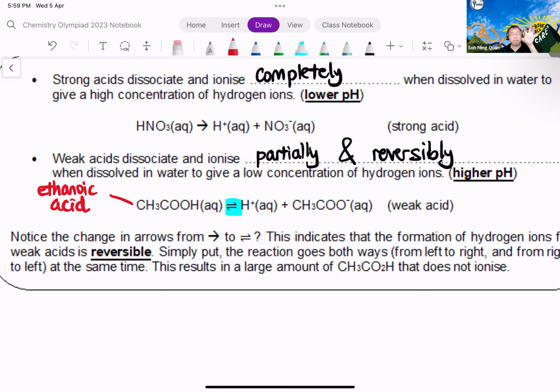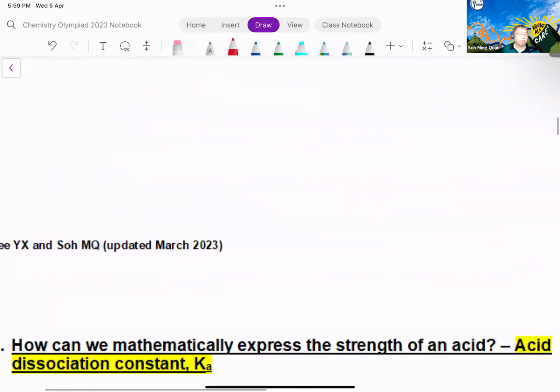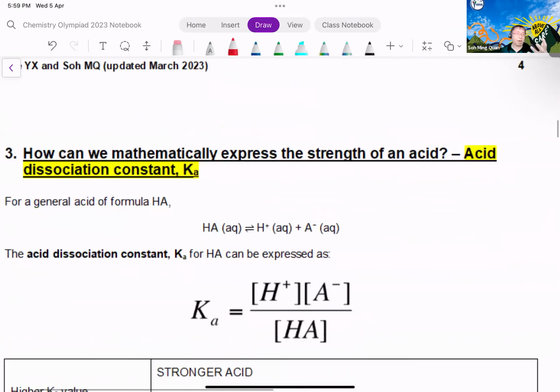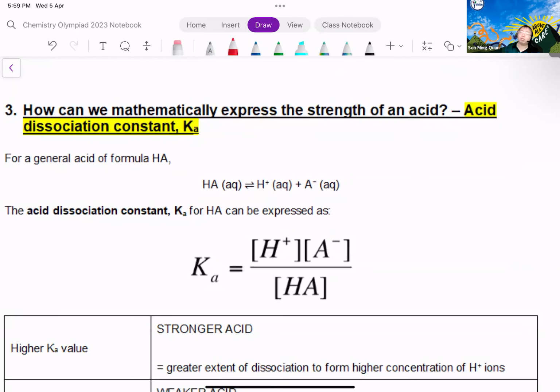So now let's move on to the main meat of today, which is page 5. How do you mathematically express the strength of an acid? You can make use of this term called the acid dissociation constant. The short form for this is Ka. Okay?